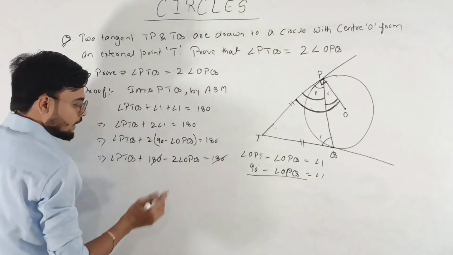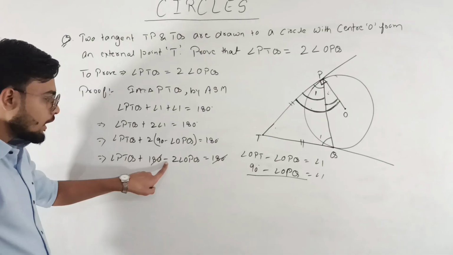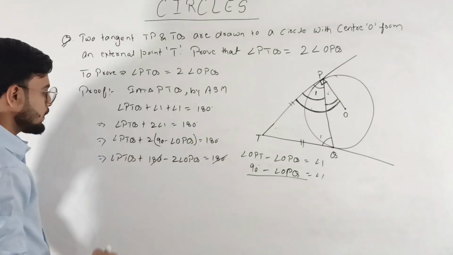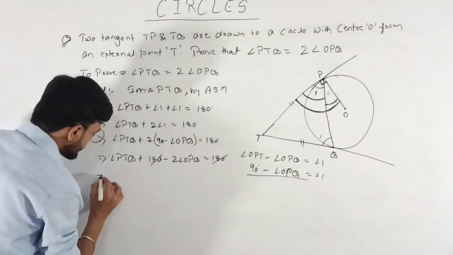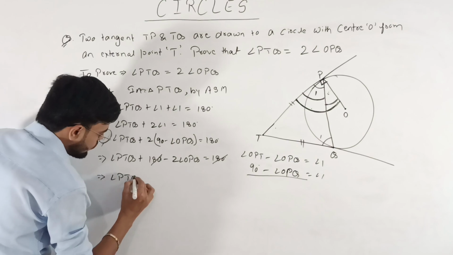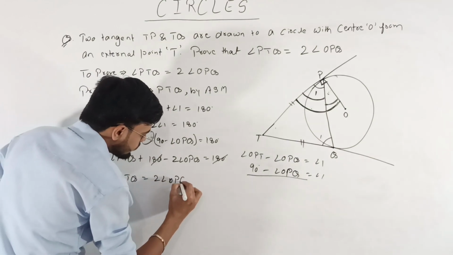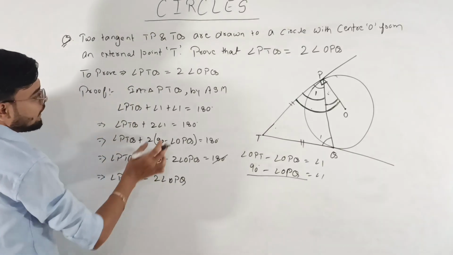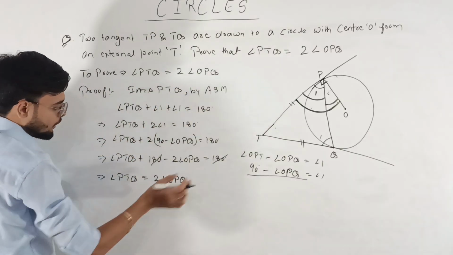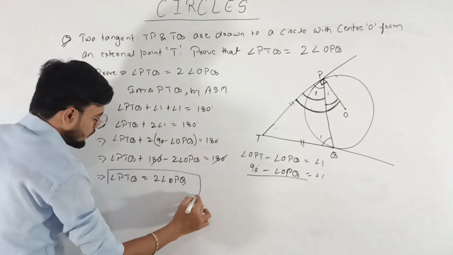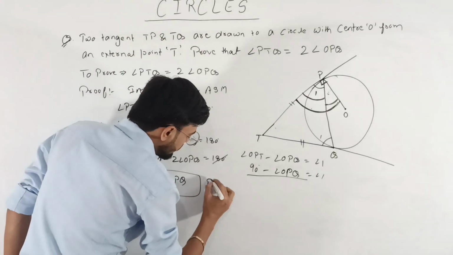Now 180 cancels out. Now this is minus 2 of angle OPQ. Now this goes to this side, which becomes plus 2 of angle OPQ, so angle PTQ is equal to 2 of angle OPQ. Now we had to prove this: angle PTQ is equal to 2 of angle OPQ. So angle PTQ is equal to 2 of angle OPQ. Proved.